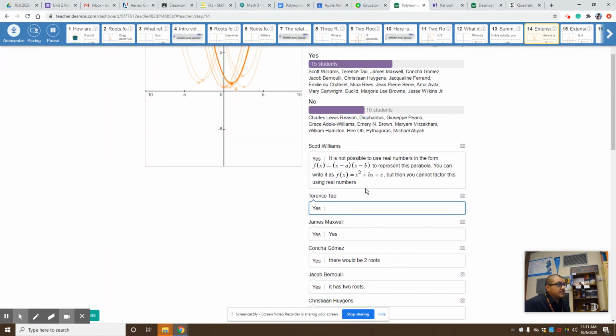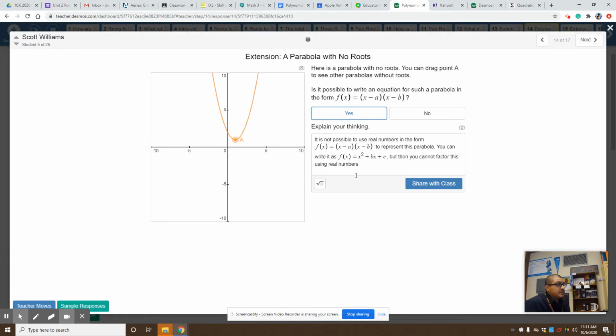I saw that answer here. It's not possible to use these factors, but it is possible to write it like this. This is really, really advanced. Whoever wrote this, I would just include the A. But yeah, this is really, really good. You just cannot factor it. And so there's no x-intercepts.